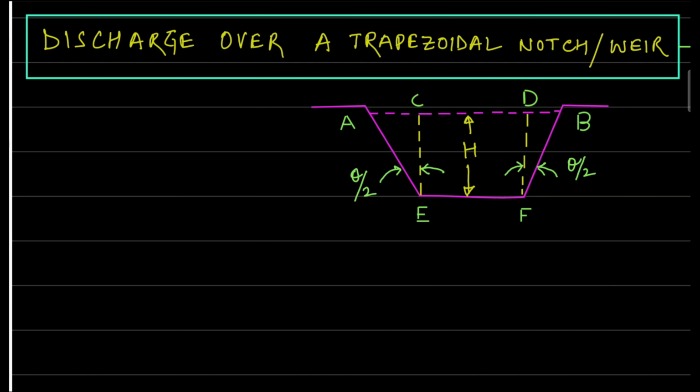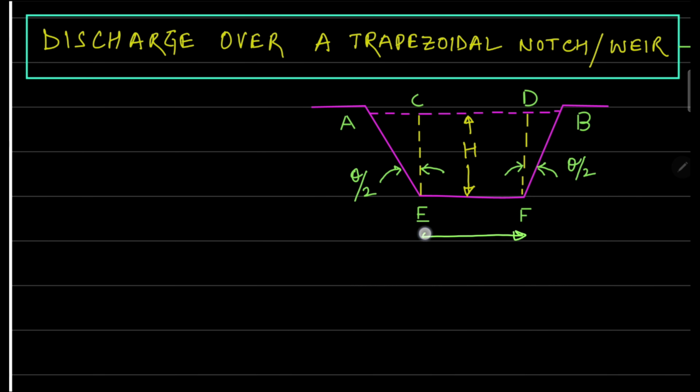Now we will go for the derivation for the expression of the discharge over trapezoidal notch or weir. So the figure which is shown over there is trapezoidal notch. In this figure you can see that height, that capital H that is shown over there, is the height of water over the notch, and as well as the length of notch can be shown over there.